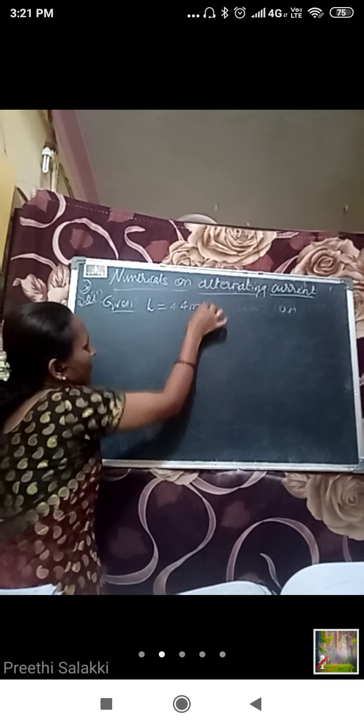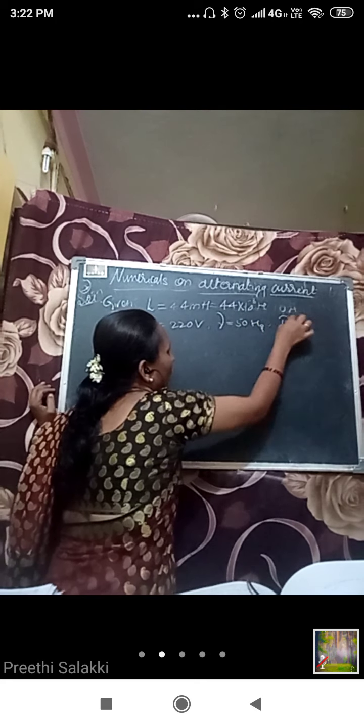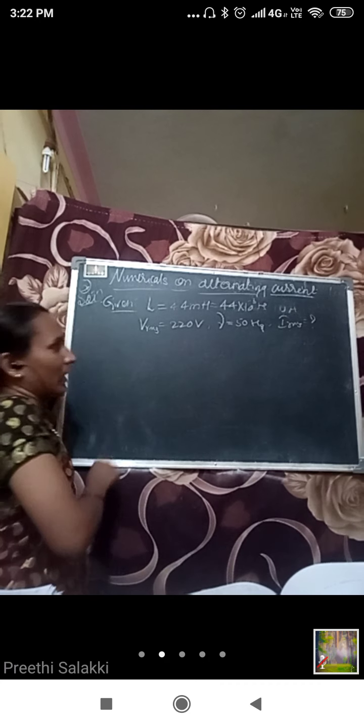Inductor is given, the L value. How much is the inductor value? 44 millihenry. Convert the millihenry, it becomes 44 into 10 to the power minus 3 Henry. And voltage, that is VRMS, 220 volt. And the frequency is 50 hertz. What they are asking is to calculate IRMS, the RMS value of the current in the circuit.